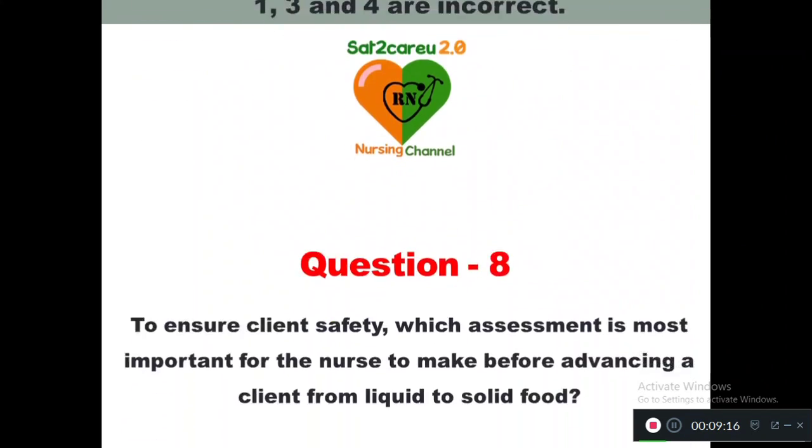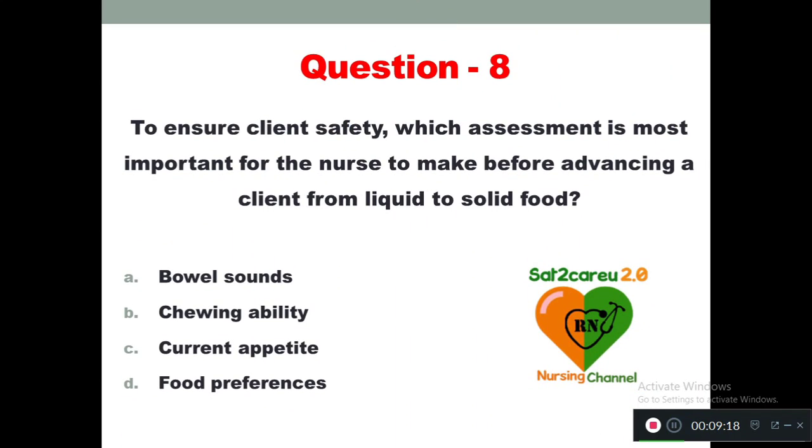Question number 8. To ensure client safety, which assessment is most important for the nurse to make before advancing a client from liquid to solid food? Option A. Bowel sounds. B. Chewing ability. C. Current appetite. D. Food preferences.